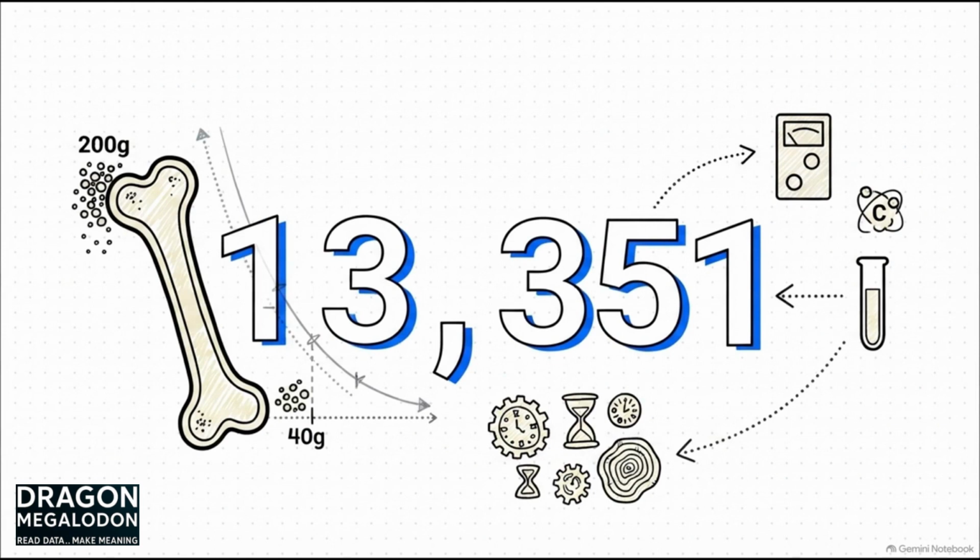Now let's flip it and look at the reverse script: decay. Carbon dating actually uses exponential decay via half-lives to essentially hack time itself. Say a researcher finds an ancient bone that has decayed from 200 grams of radioactive carbon-14 down to just 40 grams. Well, we can just run a continuous decay model on that to find out exactly how long that process has been running. The output? That bone is 13,351 years old, just from reading the math.